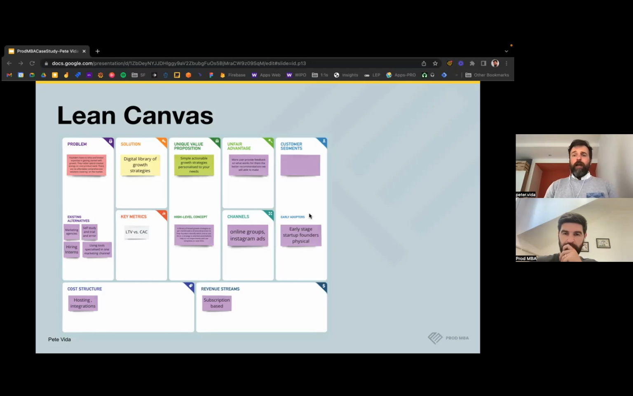The cost structure is really mainly hosting and integrations. I think in the short term we might need to account for manual coaching cost as well, but that's not something that's very scalable. So in the long term we would focus on the other costs.